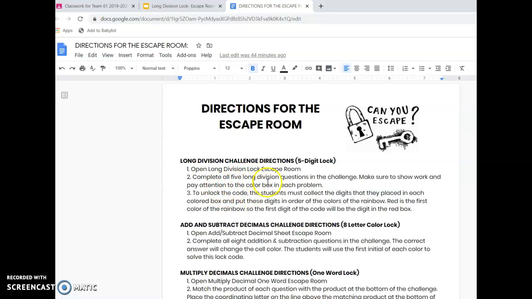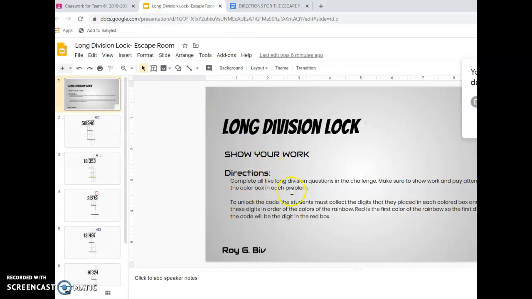It says complete all 5 long division questions in the challenge. Make sure to show your work and to pay attention to the color box in each problem. To unlock the code, the students must collect the digits that they placed in each color box and put these digits in order of the colors of the rainbow. So that's a key hint. Red is the first color of the rainbow, so the first digit of the code will be the digit in the red box.